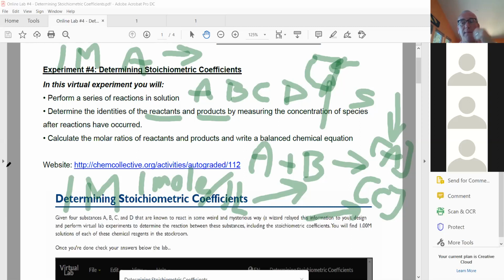Okay. Equal amounts of A, B, C, and D. I start with 1 molar A. What's it going to be after I've added equal amounts of B, C, and D? Basically, I'm doing a dilution, right?